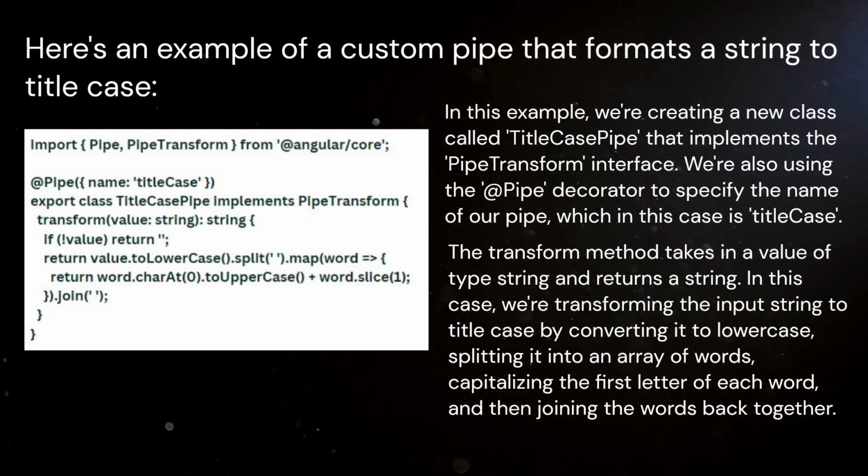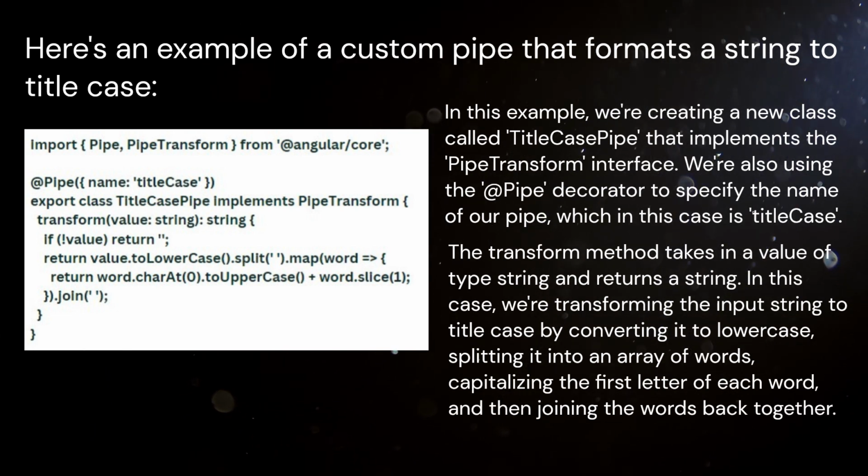In this case, we are transforming the input string to title case by converting it to lowercase, splitting it into an array of words, capitalizing the first letter of each word, and then joining the words back together.